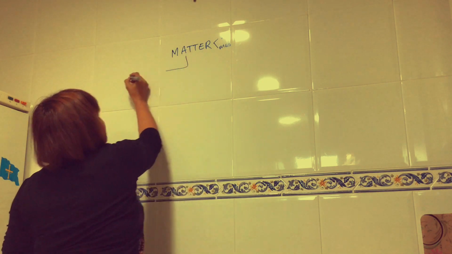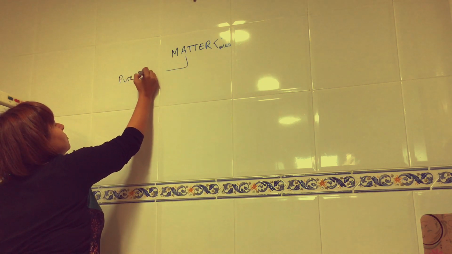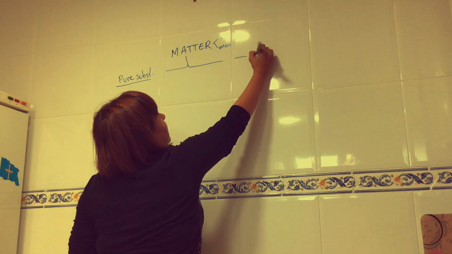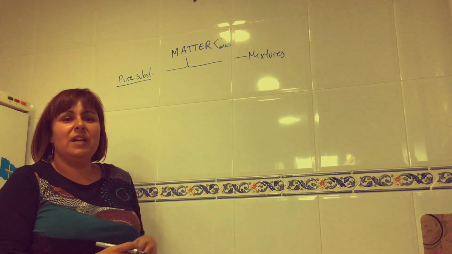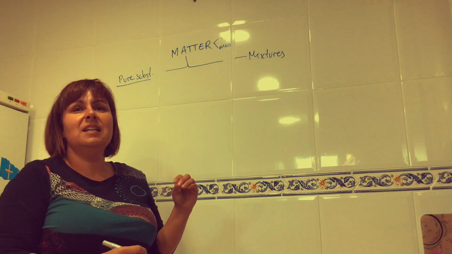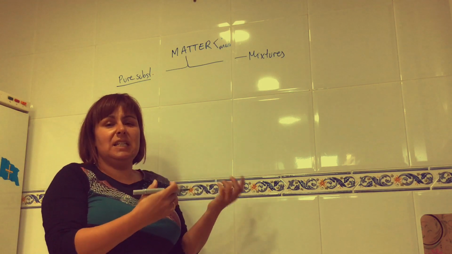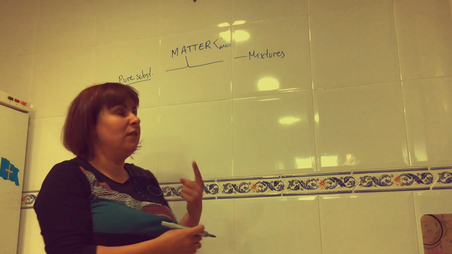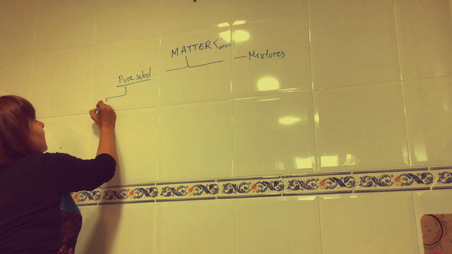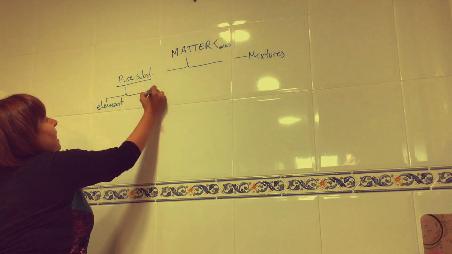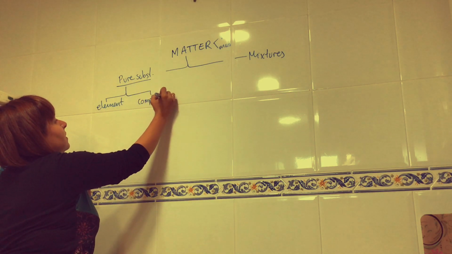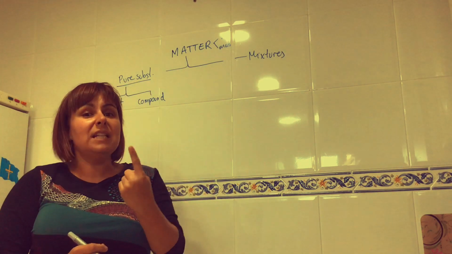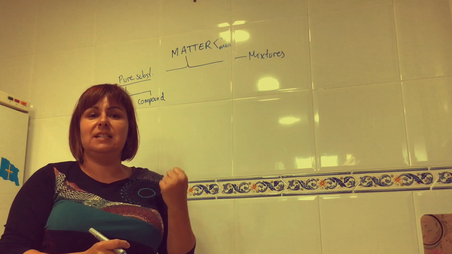On one side, we have the pure substances, and on the other side, we have the mixtures. Okay, pure substances are those substances that cannot be separated because they are only made by one type of thing. And this type of thing that they are made of can be one single element or a compound. If they are made of one single element, this element is only one type of atom of those that are in the periodic table of elements.